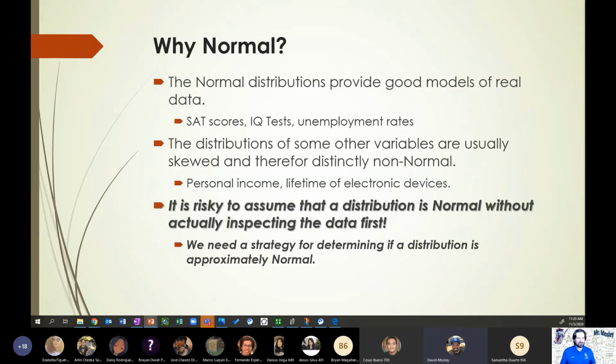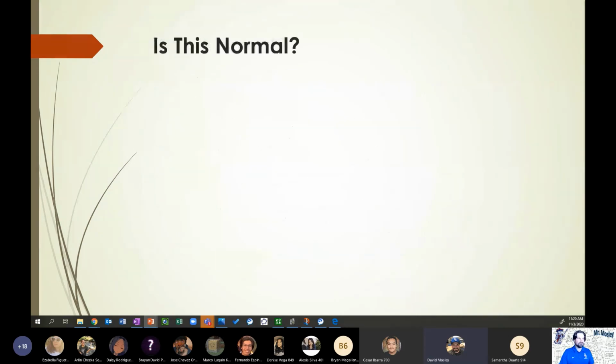It is very risky to assume that a distribution is normal without actually inspecting the data first, which means we need a strategy for determining if a distribution is approximately normal. Because if we can say that it is approximately normal, then we can use all these fancy tools that we've just been playing with. So that leads to, is this normal? First step will be to plot the data. Make a graph, put it in your graphing calculator, make a histogram, dot plot, make a stem plot by hand.